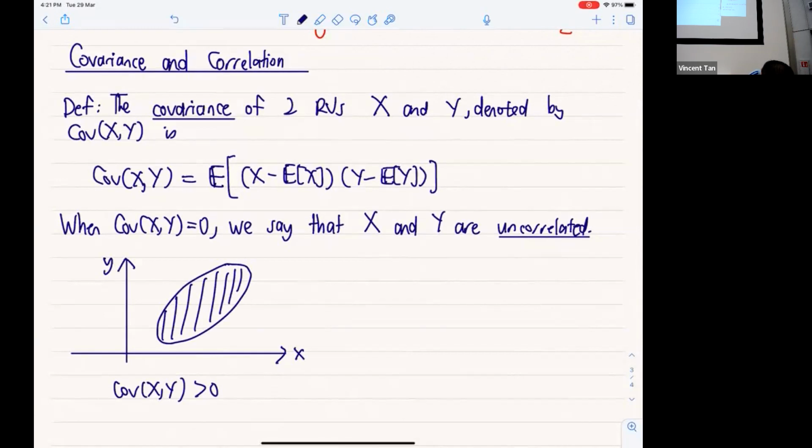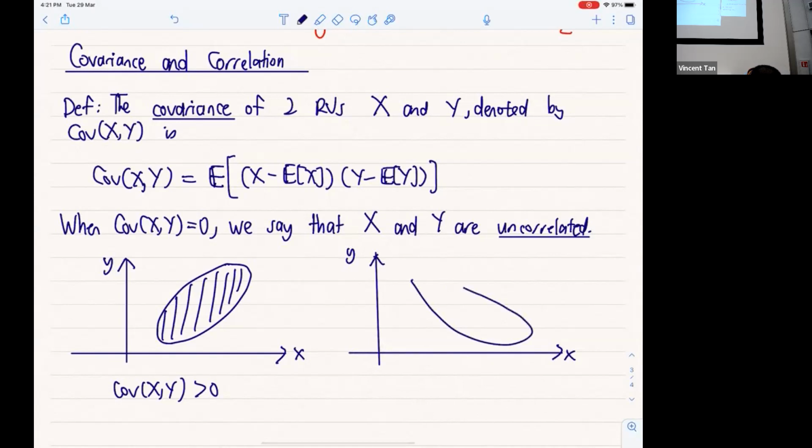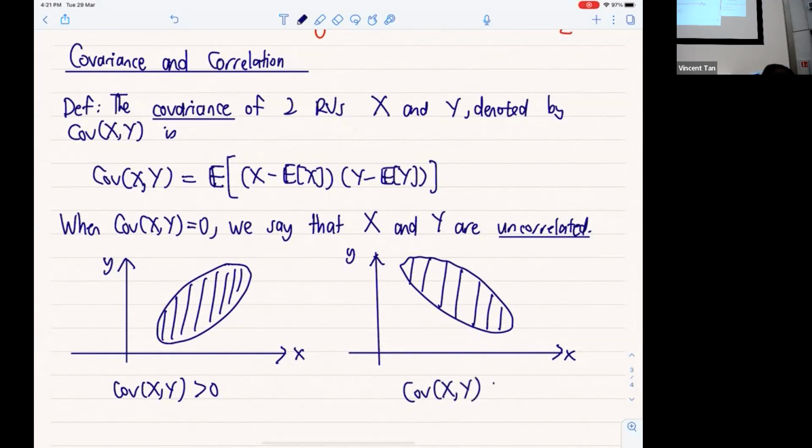Now, in some cases, however, I have a negative influence on you. So X and Y are negatively correlated. And what does that mean? That means that the mass of X and Y in this two-dimensional plane looks something like this instead. All right, when X is large, Y tends to be small. Okay, so that is the situation when covariance of X,Y is negative.